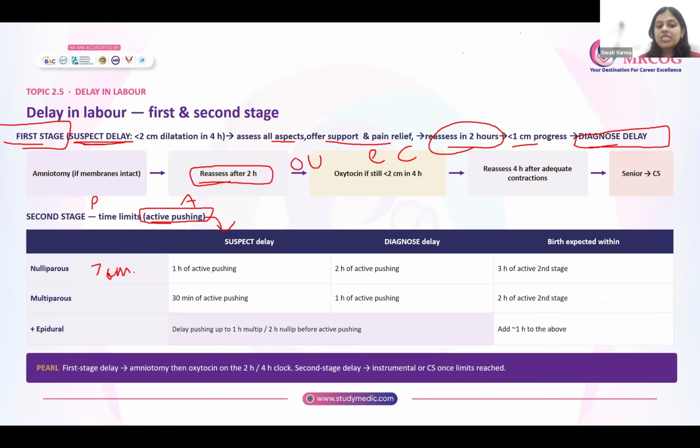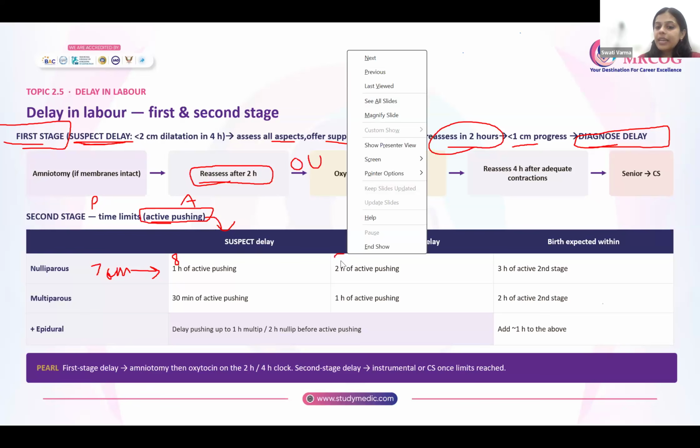So suppose she starts pushing at 7 a.m. Then at 8 a.m. you re-examine her. You find that the progress is not adequate. Still, the baby hasn't delivered. The findings are not favorable, still the same. So that is the time when you suspect delay. That is, after 1 hour of active pushing, if you find that the findings are the same, then you suspect delay.